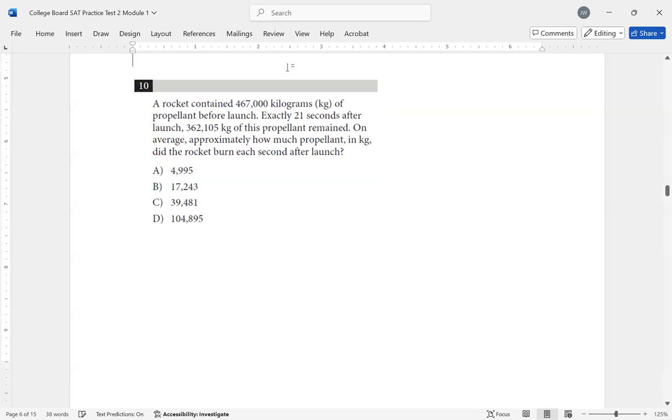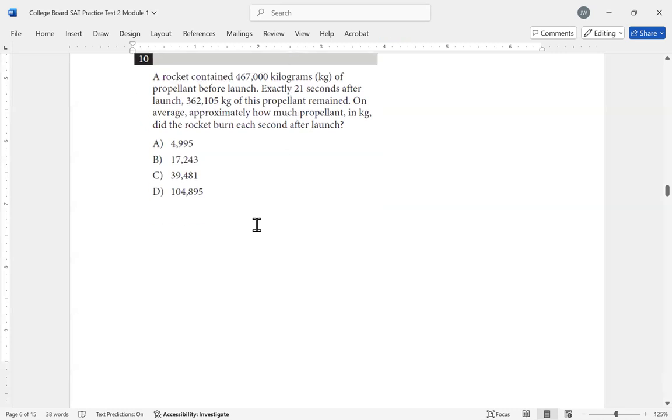Question 10 says a rocket contained 467 kilograms of propellant before launch. Exactly 21 seconds after launch, 362,105 kilograms of this propellant remained. On average, approximately how much propellant did the rocket burn each second after launch?